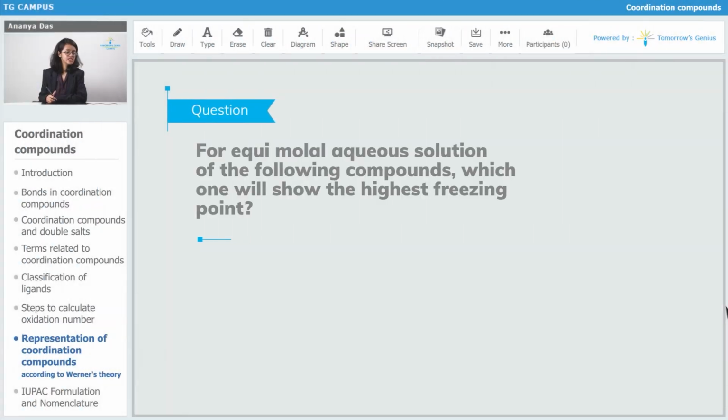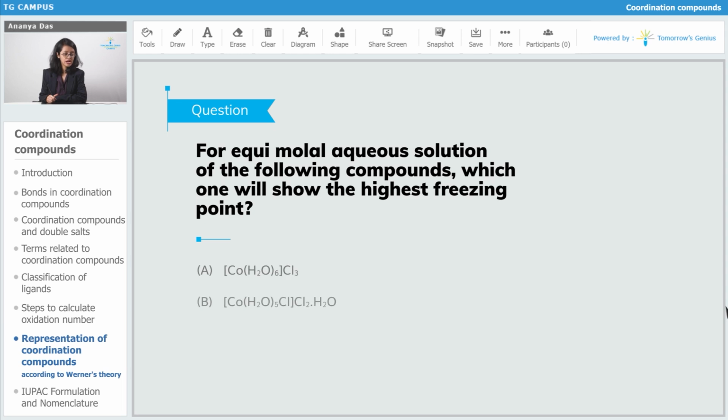The question states: for equimolar aqueous solutions of the following compounds, which one will show the highest freezing point? Equimolar means all of them have the same molality. So we need to know which one has the highest freezing point. As I told you, delta Tf is directly proportional to i. So the higher the number of particles, the more will be the delta Tf and the less will be the freezing point.